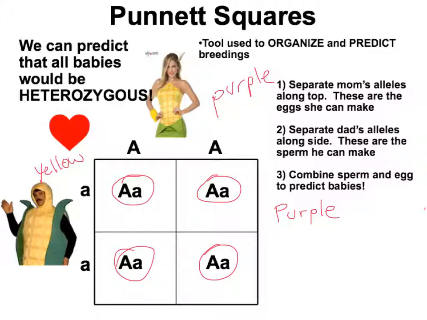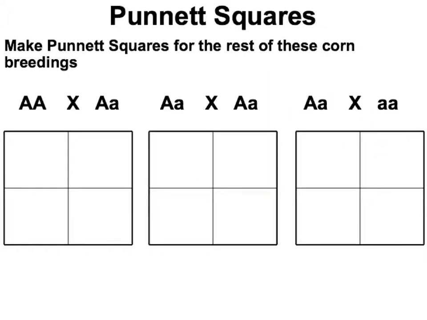Now there are lots of different crosses that are possible, and you can use Punnett Squares to predict them all. So let's fill out the rest of the Punnett Squares that are in your notes. Here are all of the different possibilities, and I'm going to do just one. Just for giggles, I'll pick the one at the right. Let's say this is the mom and this is the dad.